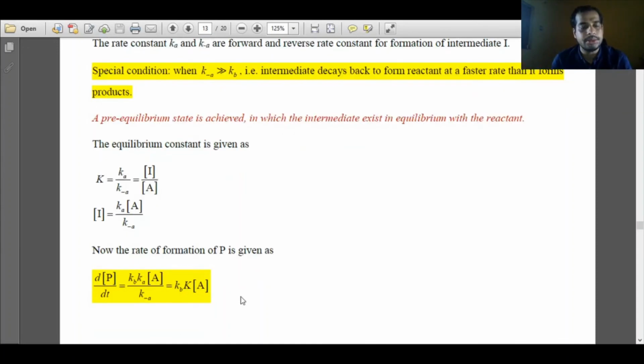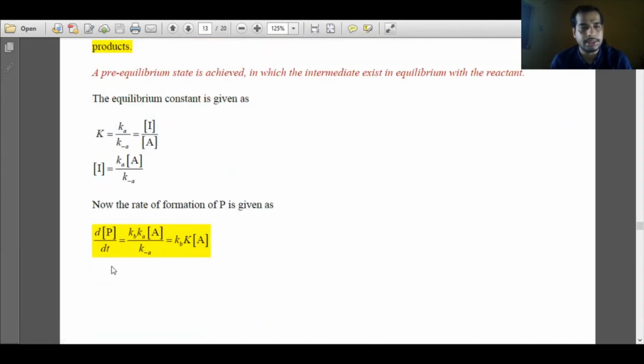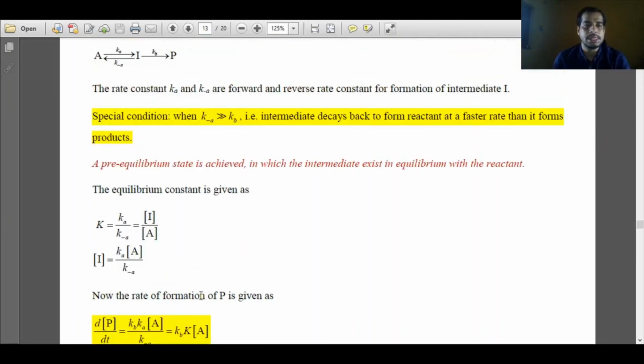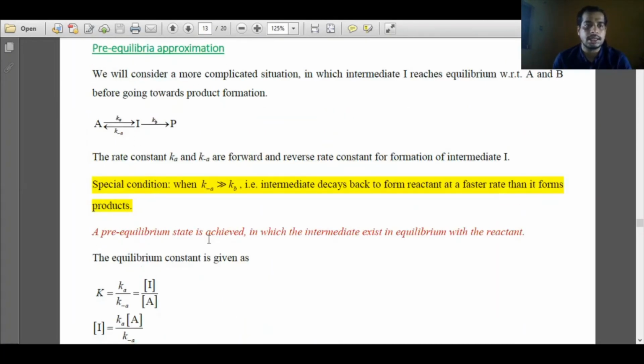If we further integrate this expression, then I will get an expression for product P at any time t. This is the differential expression for product P. If I integrate this expression, I will get an expression for product P at time t. Again, the product P depends upon Kb, Ka and K minus A.